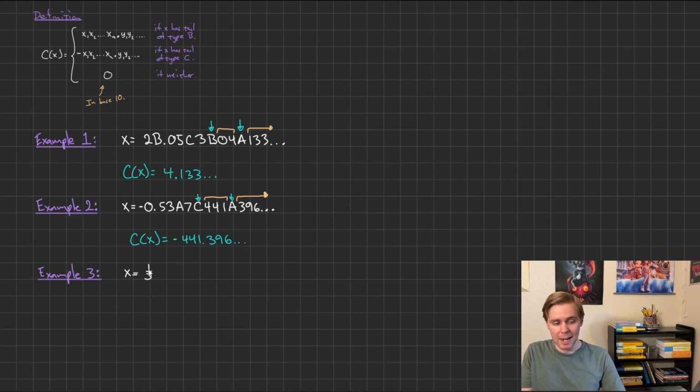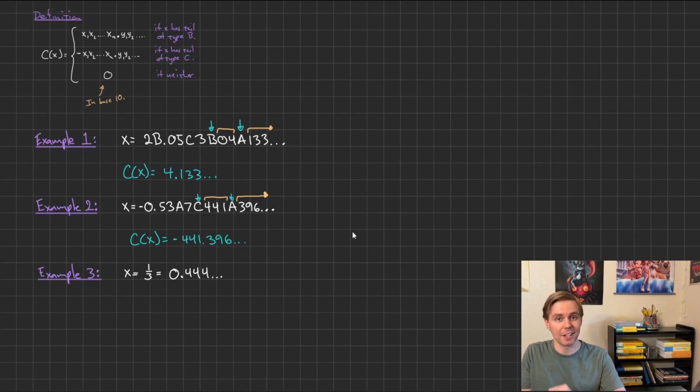Let's take a look at the final example. For this one, x is 1/3. So we need to write this as a base 13 expansion. You may or may not have tried this before, but you can write a fraction like this in any base that you want using the division algorithm. And it turns out if you do, you will find that 1/3 in base 13 is actually equal to 0.444 repeating in base 13.